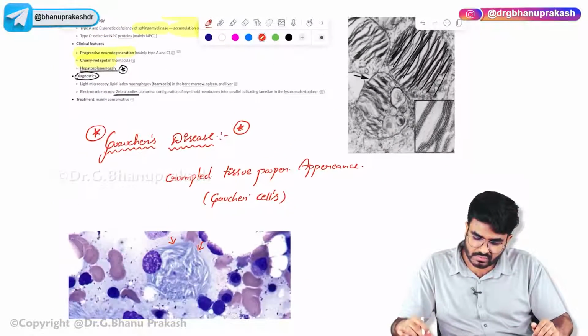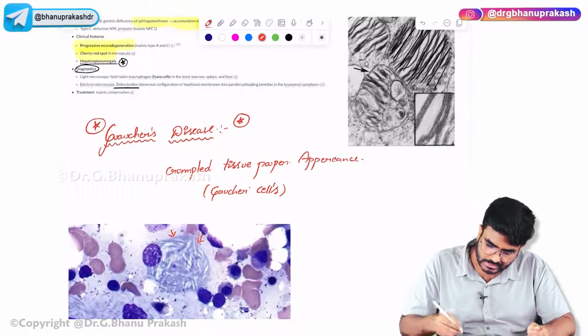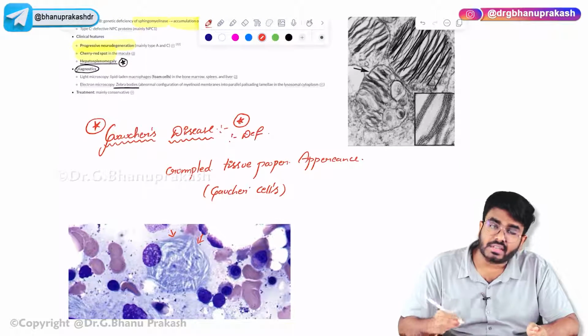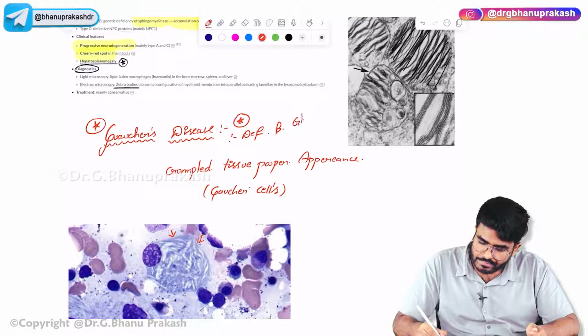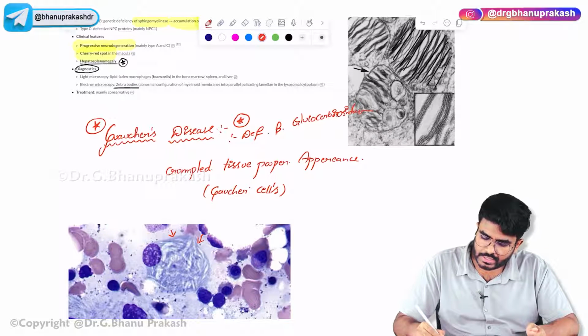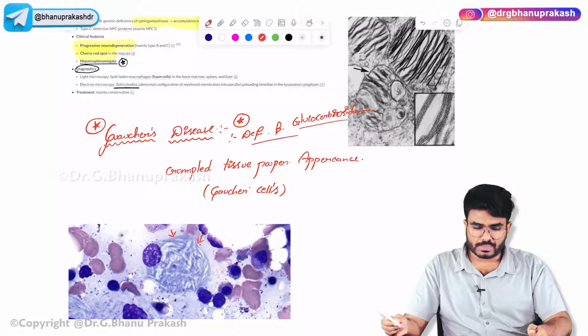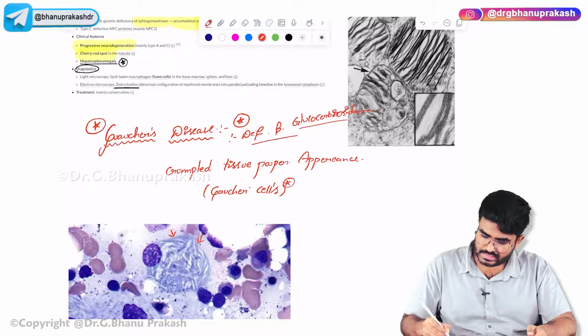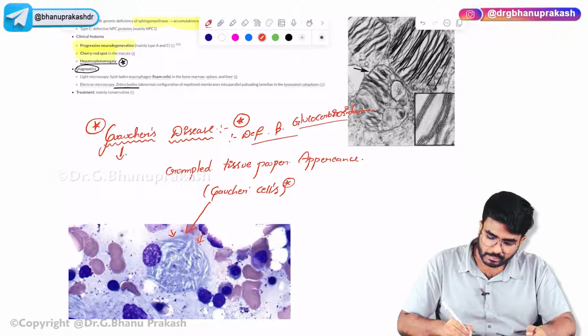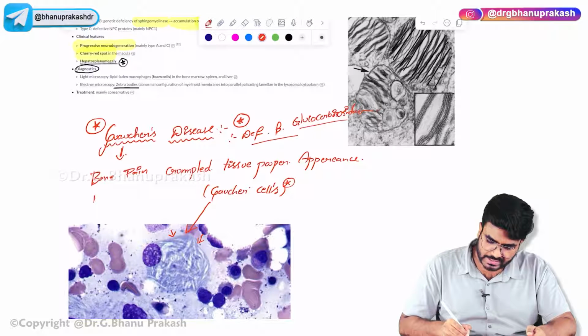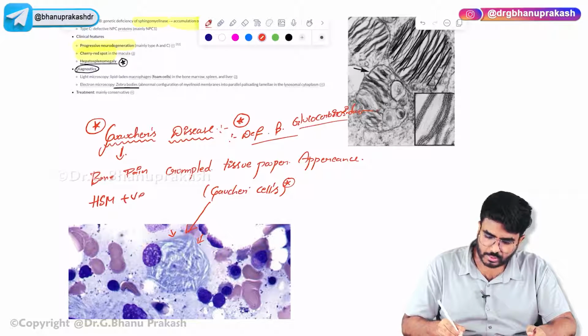This Gaucher's disease is because of what? It's because of deficiency. Deficiency of which enzyme? Which lysosomal enzyme? Beta glucocerebrosidase. It's due to deficiency of beta glucocerebrosidase. The cells which I am showing you are also called Gaucher cells. These patients are going to have bone problems, bone pain. That's their main problem. Bone pain is going to be there, as well as hepatosplenomegaly. Hepatosplenomegaly is going to be positive.